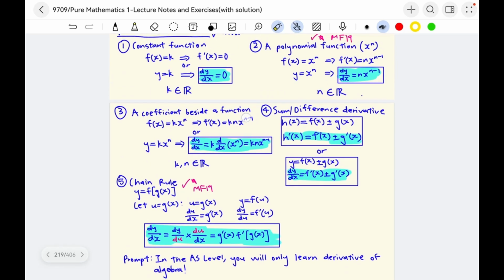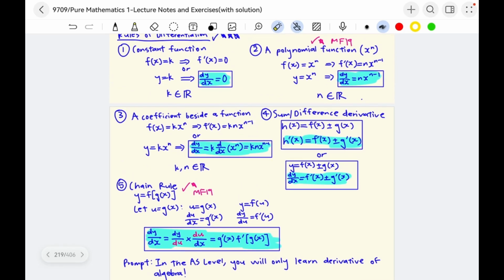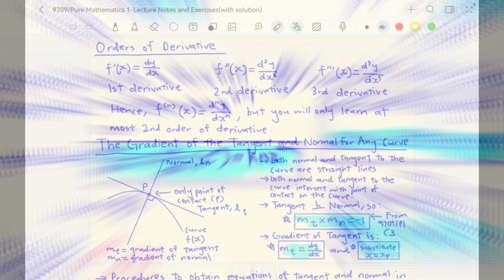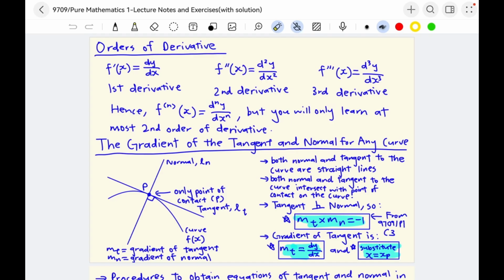So yeah, we have ended this subtopic. Let's enter the next subtopic. Alright guys, my apologies. The orders of derivative is still considered part of the first subtopic. The actual next subtopic is the gradient of the tangents and the normal of any curve. This one we will discuss later.